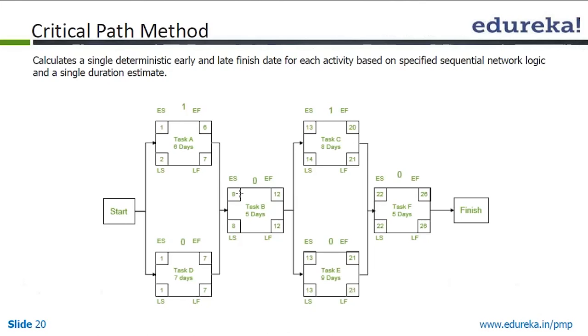Now consider a situation where there are two parallel activities and the predecessor is only a single activity. In that case, the same early start will come for both, and then again you add the duration and minus 1. So 13 plus 8, 21, minus 1 is 20. So 20 becomes your early finish. Whereas 13 plus 9 is 22, minus 1 is 21. So 21 is the early finish of task E.